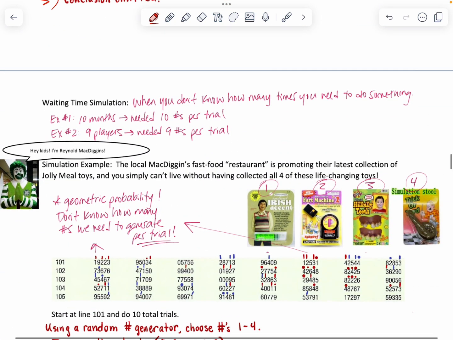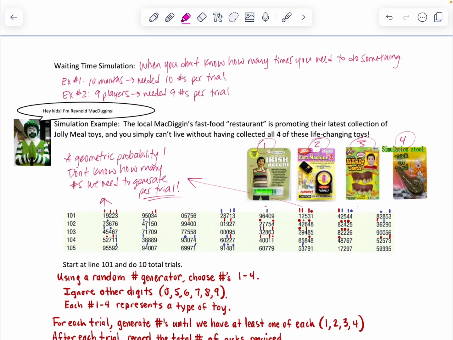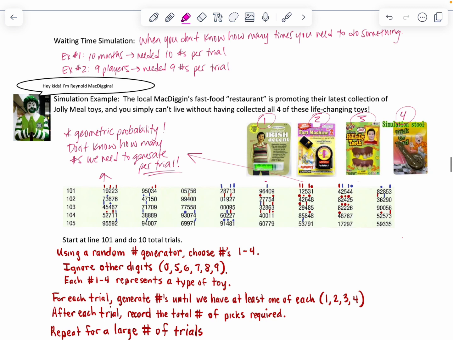So a couple things to get copied down. First of all, waiting time simulation, aka a geometric probability or a geometric simulation. There is a really important keyword that's a difference between this question and others, and that is until. We want to know how many trials we have to do until we have collected all 4 of these toys.